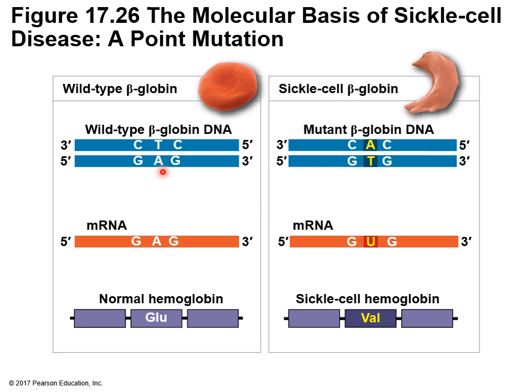This is also going to result in a substitution of an A replaced with a U, which in the end is going to code for a completely different amino acid. Instead of having GLU, which is glutamic acid, we have VAL, valine. This is going to cause your red blood cells to not have a normal round shape, but instead a sickle shape due to a misshapen hemoglobin protein.